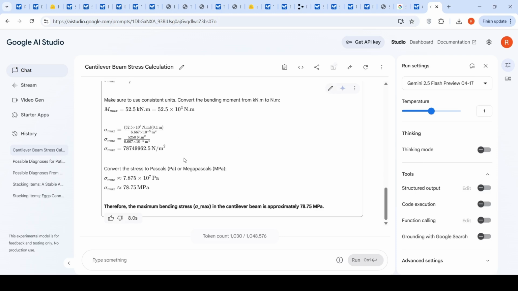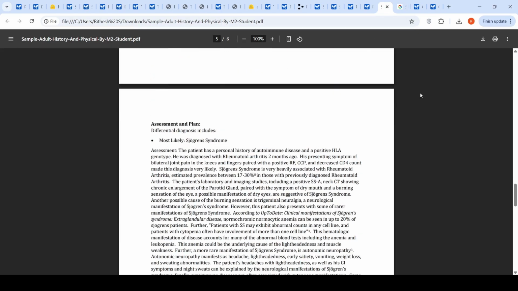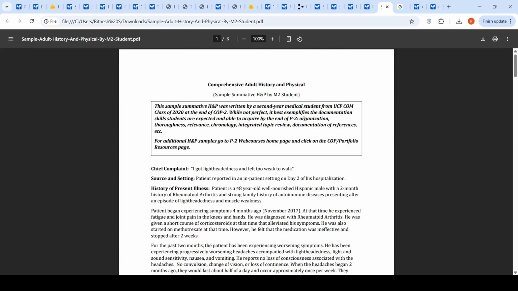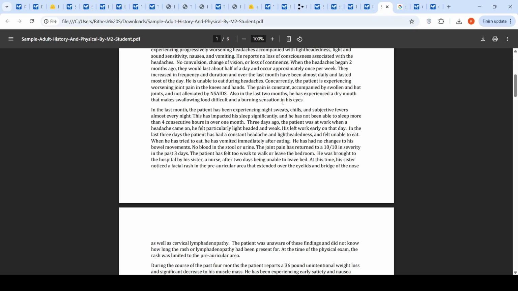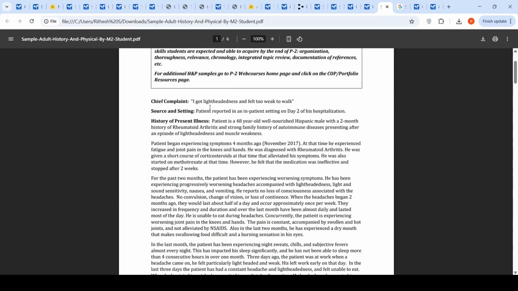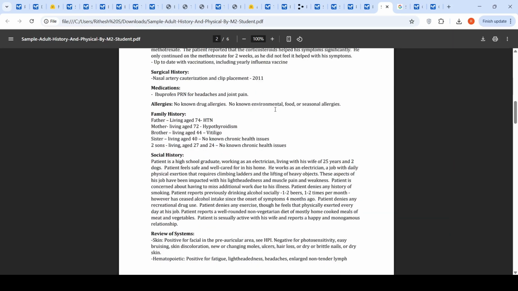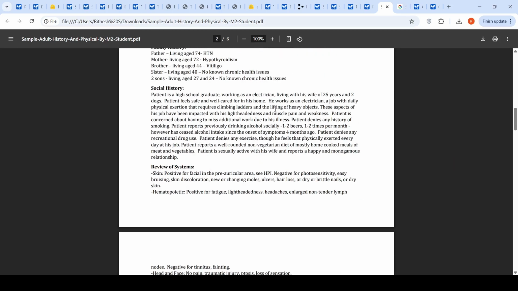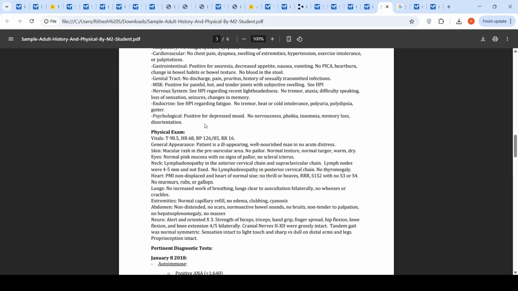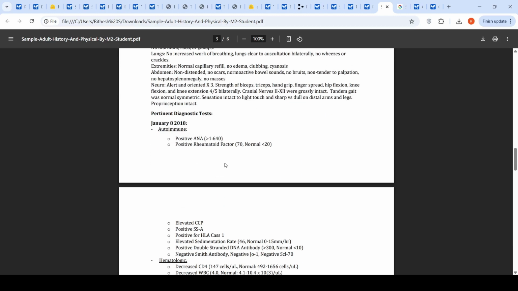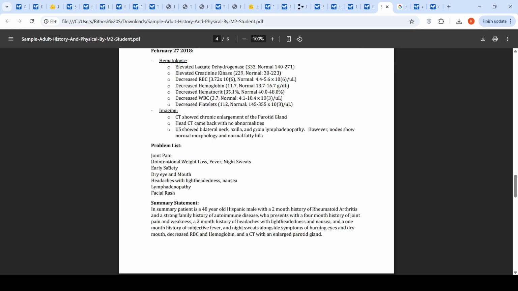But there are some differences I want to point out, the benefits of reasoning. This is a clinical note, a comprehensive adult history and physical, a sample summative history and prognosis by an M2 student. Here there is a complaint from a patient who says, I got lightheadedness and felt too weak to walk. And then the patient starts describing all kinds of symptoms. Finally, a physical exam is done, then certain diagnostic tests are done, and there is a problem list.